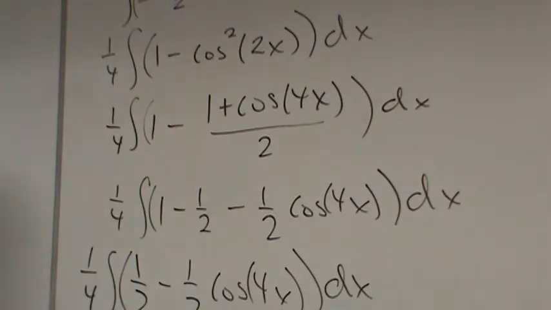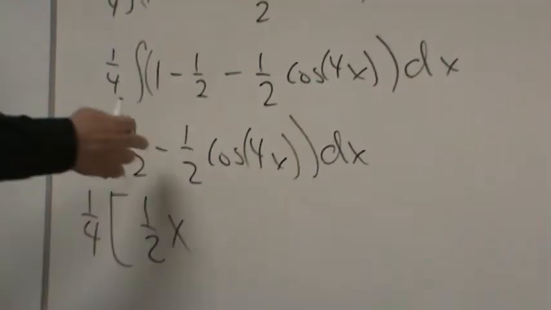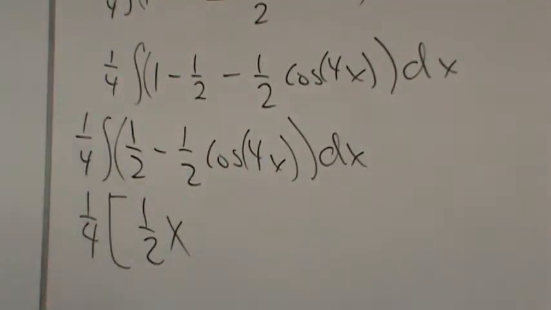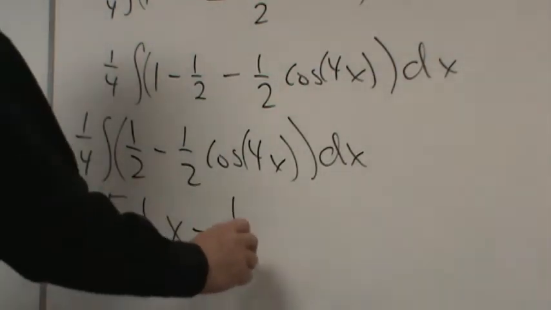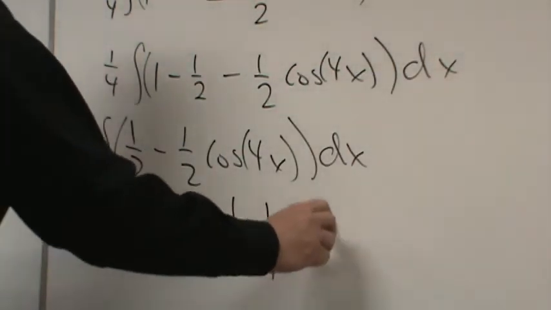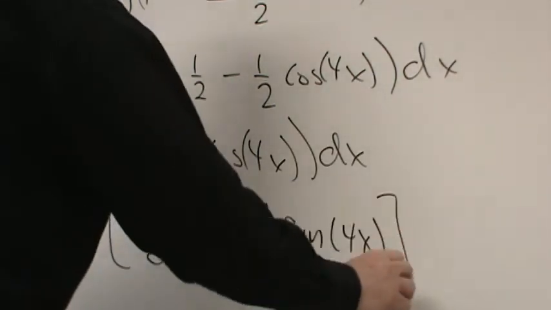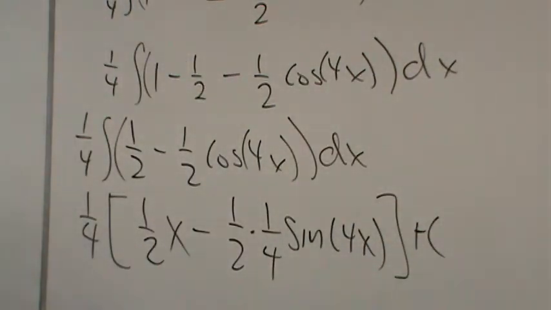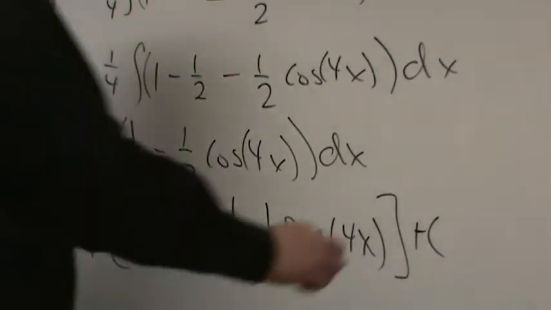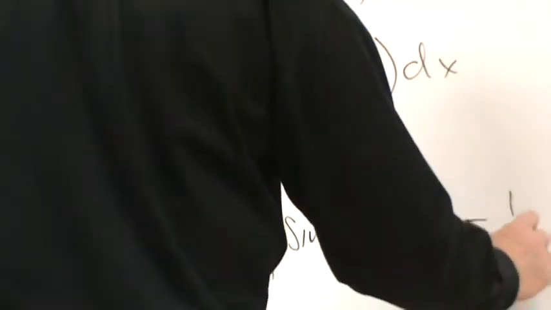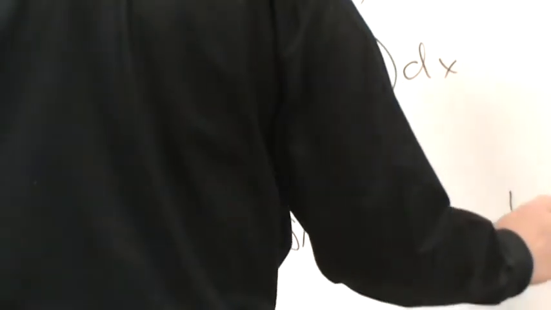And now it's time to take the antiderivative. I get 1/4 times the antiderivative of 1/2, which is 1/2 x. The antiderivative of 1/2 cosine 4x is going to be 1/2 times 1/4 times the sine of 4x. Okay, and now I can distribute the 1/4 if I want my answer to look like the book's answer. And I end up with 1/8 x minus 1/32 sine of 4x plus c.